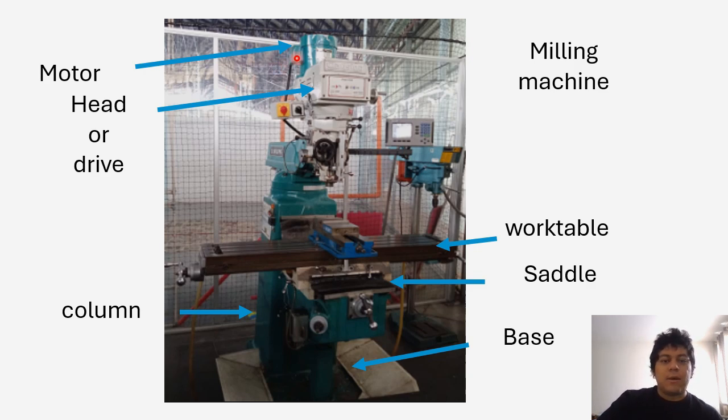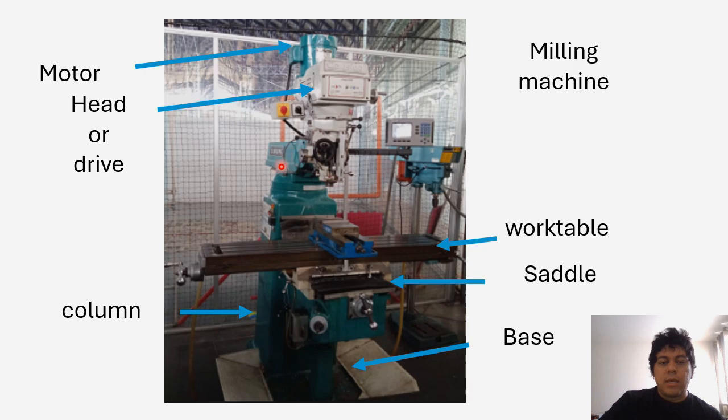So on the top we have the motor, and we have the head or drive. Here, this is the white part. We still have the red button here on the yellow panel. This is used if anything doesn't seem well, then you can stop the machine immediately.